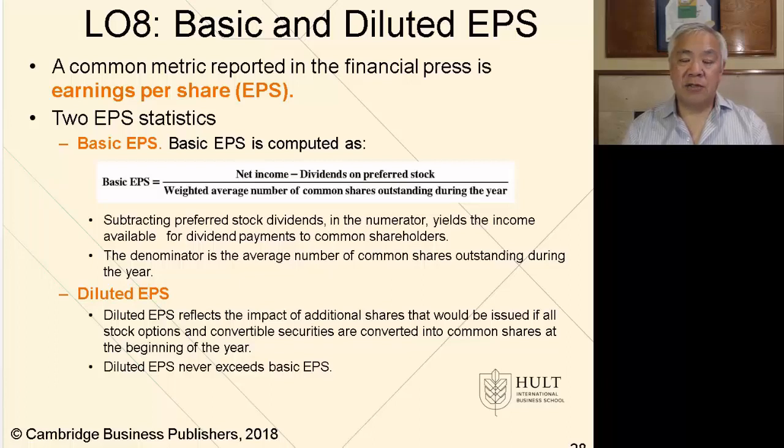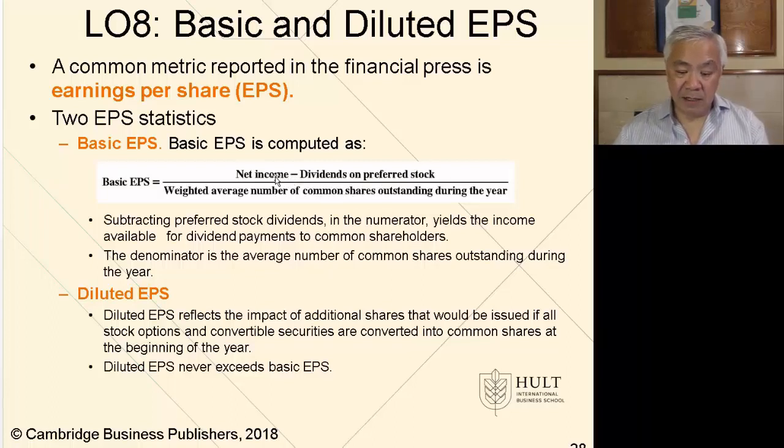Learning objective 8 is earnings per share, and there are two flavors of this, basic and diluted. The way to think about it is basic is what is currently outstanding in shares, and diluted is assuming that those who have the right to convert do so if it hurts the EPS. In other words, diluted EPS is a worst case scenario for earnings per share. The most common metric is the EPS. Let's look at how we compute basic and diluted.